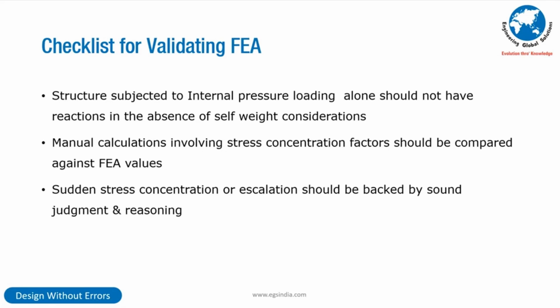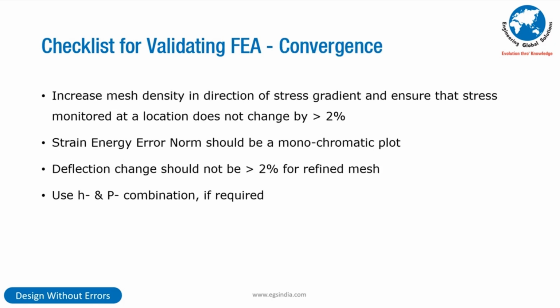A structure subjected to internal pressure loading should not have reactions in the absence of self-weight considerations. Manual calculations involving stress concentration factors should be compared against FEA values. Sudden stress concentration or escalation should be backed by sound engineering judgment and reasoning. The result relied upon is wrong unless it is proved by engineering judgment. Increase the mesh density in the direction of the stress gradient and ensure that the stress monitored at the location does not change by over 2%. Then it is converged. The strain energy error norm should be a monochromatic plot. Do not believe any analysis results unless you have gone through this.